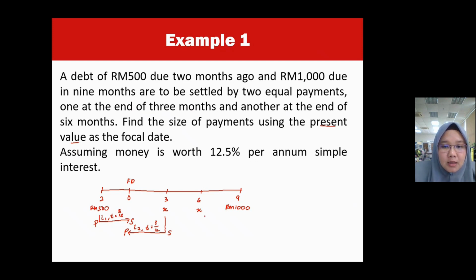Okay. And we make another line. And again, this is the present value, this is the future value, line 3. Then here T is 6 minus 0, which is 6 over 12. And the last line, this is P, this is also P, and this is S. This is line 4, where T equals 9 over 12. Okay.